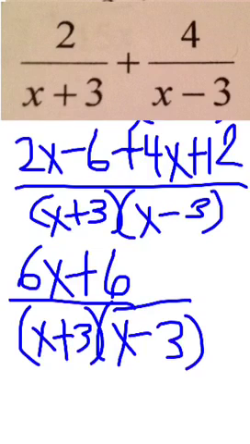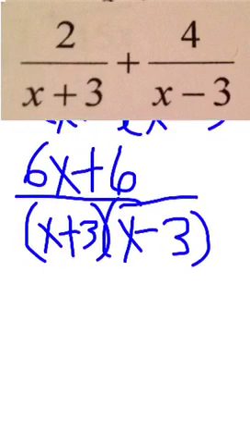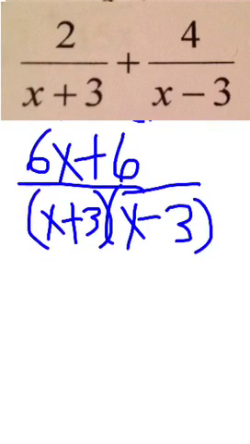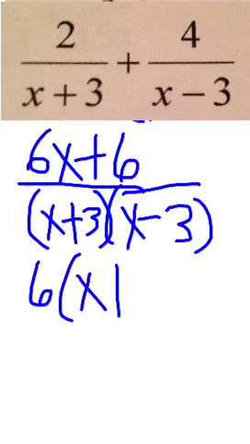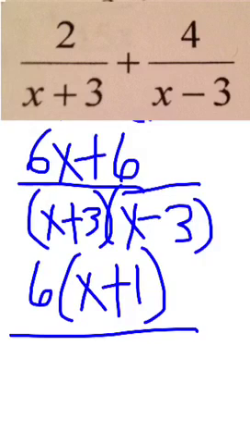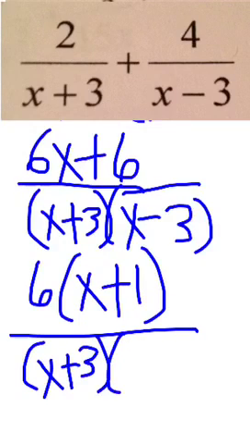And depending on the directions, it's probably a good idea to factor if you can factor some more, or simplify, or even cancel. In the numerator, we can factor out a 6. So if we factor out a 6, we're left with x plus 1. And that's still all over your common denominator, x plus 3 times x minus 3.